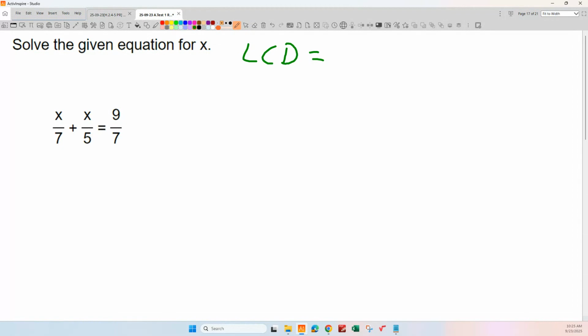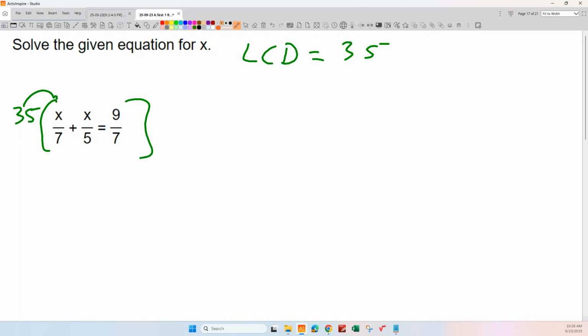How'd you get that? Somebody tell me, why is it 35? Okay, because it's the smallest number that all the denominators divide into, right? So it's 35. I'm going to distribute that through both sides. So I'm just going to put the whole thing in brackets and distribute the 35. Now, what was our process for doing this that made it so simple?